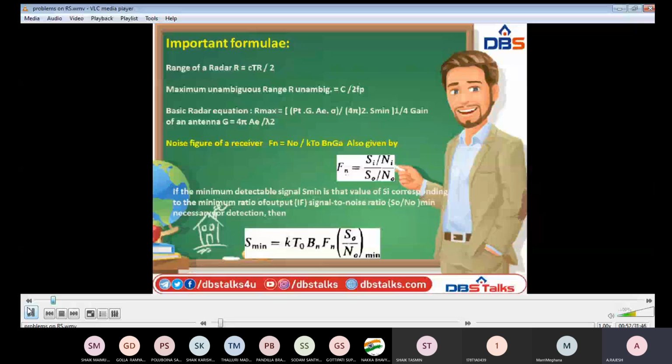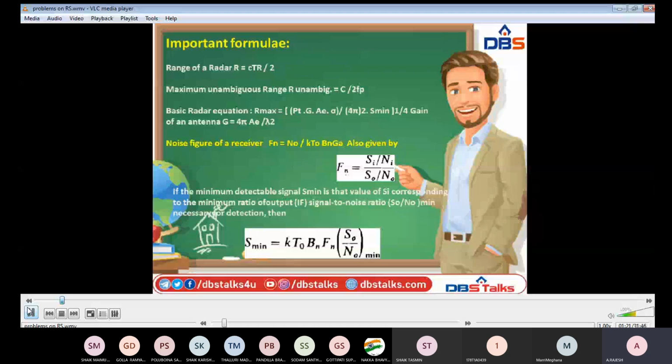Next one. The basic radar equation is R max equals (PT GT AE sigma by 4 pi whole square into S min) whole to the power of 1 by 4, where the gain of the antenna G equals 4 pi AE by lambda square.